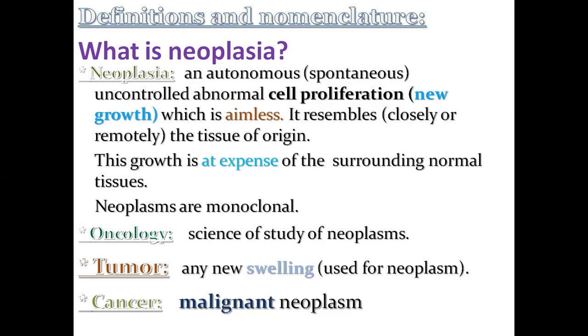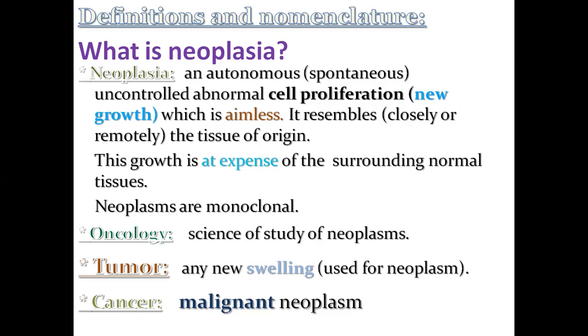The cells that proliferate and form the mass may resemble the original tissue or the original cell from which it arises. This resemblance may be close to the original cell. So the tumor cells are close in shape to the original cells from which they arise, or they may differ in shape because they have remote resemblance. Remote means away. So they don't resemble the tissue of origin.